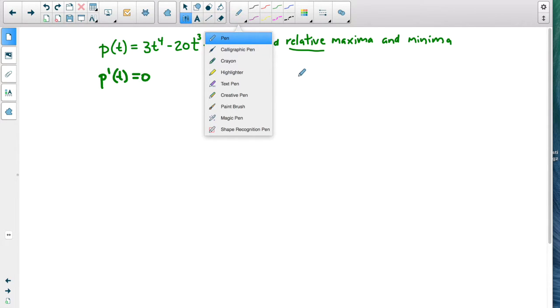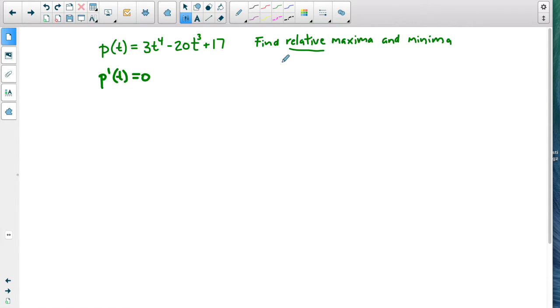And you're going to find the critical points, and then you're going to do what I did in the previous slide: plug those values into the second derivative and see what you get. See if you get a positive or negative, and then determine if that makes it concave up or down, which then determines if it makes it a relative max or min. So go ahead and give that a shot. Pause the video, and then I'll do the problem.